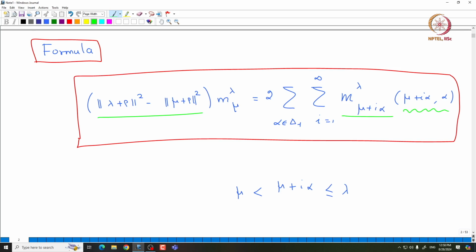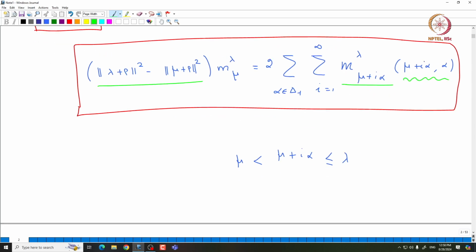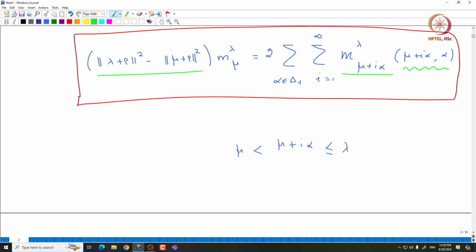And of course, what is the idea behind such a formula? How can one obtain it? The key idea is to use the Casimir element and its action on the irreducible representation, then restrict that action to the weight space and see what happens.